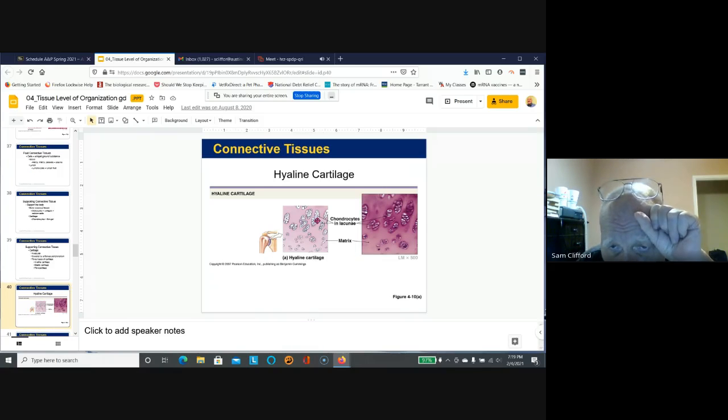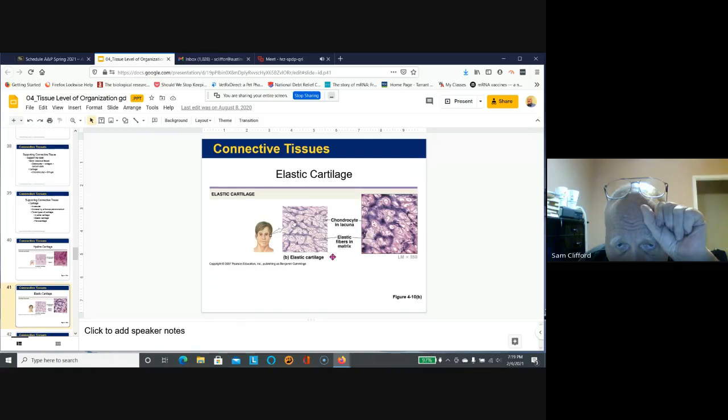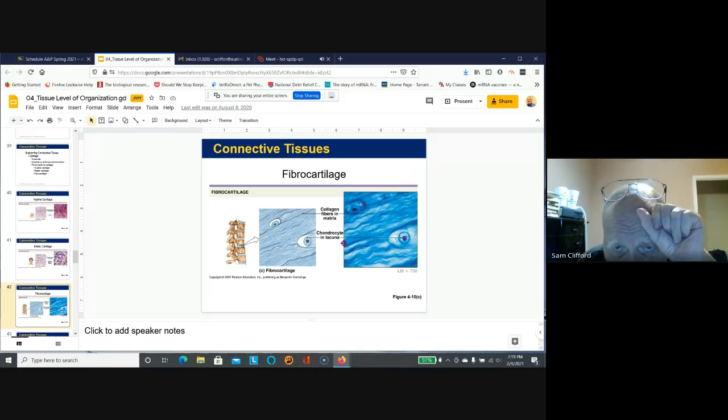So hyaline cartilage has a ground substance, the syrupy fluid in which the chondrocytes live and produce. So hyaline cartilage is going to be involved in all synovial joints. Elastic cartilage looks like hyaline, except it's full of elastic fibers. And it's found in the ear, primarily the only place it's found. Fibrocartilage has collagen, a lot of collagen fibers with chondrocytes.